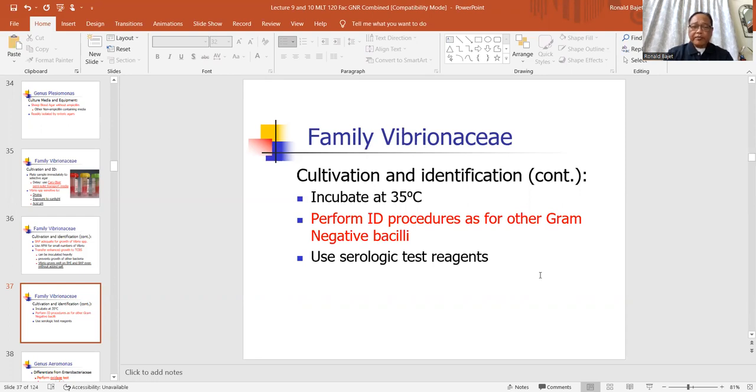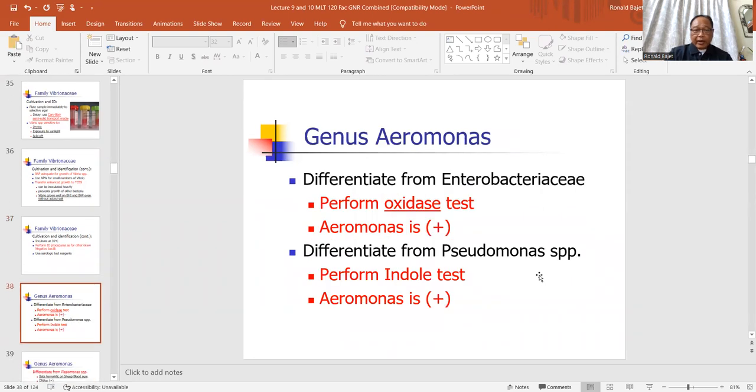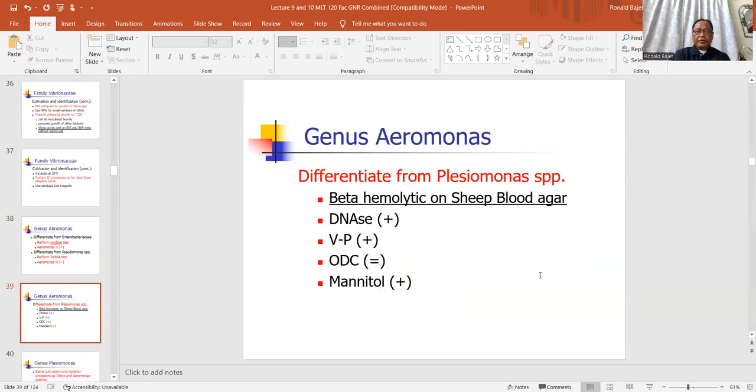For identification procedures, you perform the identification procedures the same as for other gram-negative pathogens like the Salmonella and the Shigellas, okay? The Aeromonas, again, because it's a monad, M-O-N-A-S, it's oxidase test. A lot of the organisms in the facultative gram-negative rods are oxidase positive. And you perform the indole test. So Aeromonas is oxidase and indole positive. Other tests to identify Aeromonas: DNase positive, Voges-Proskauer positive, mannitol positive, and negative ornithine decarboxylase.